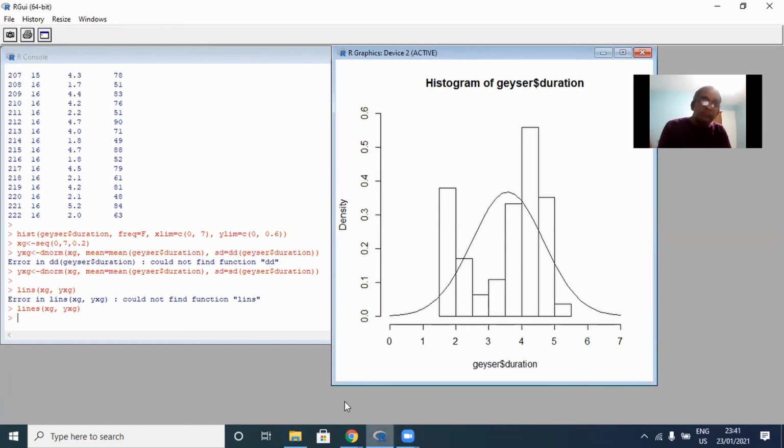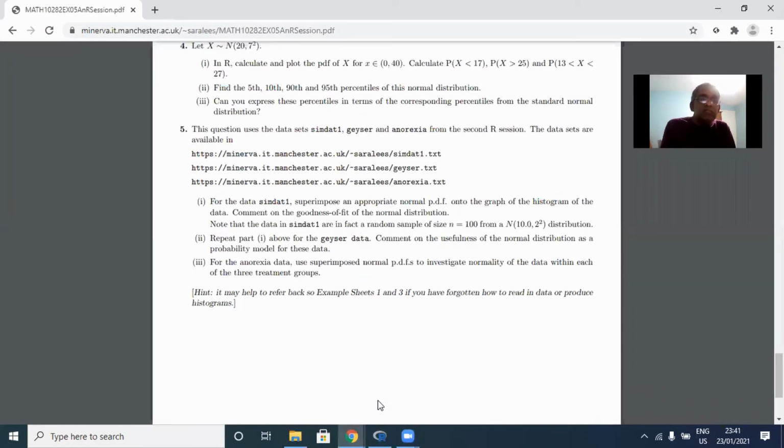Okay. All right. So that completes the second part of exercise 5. And the third part is to do the same thing for the anorexia data, but in this case, you may recall the anorexia data has 3 treatments, right? So we need to do it for each of the treatments, right?